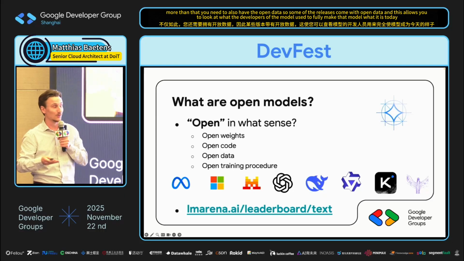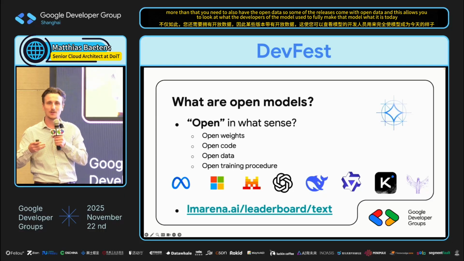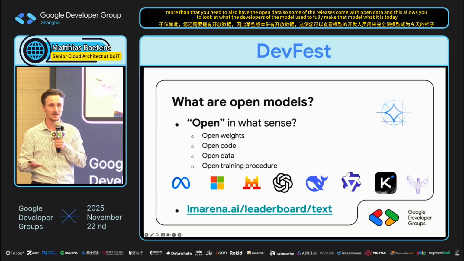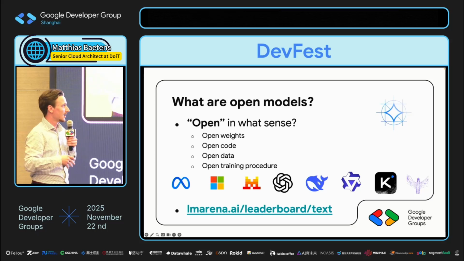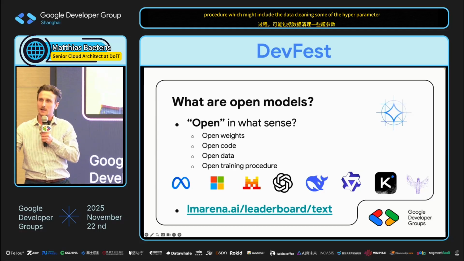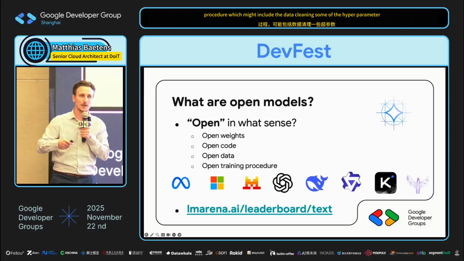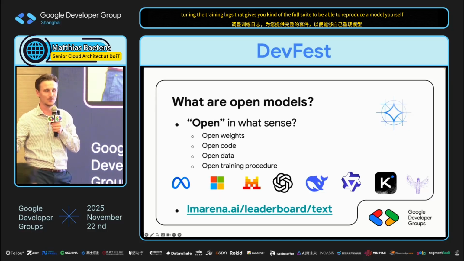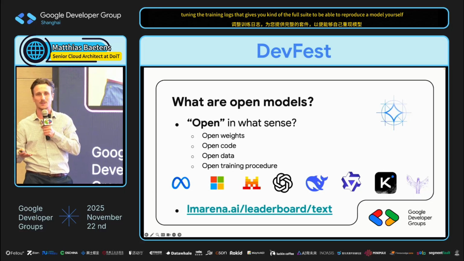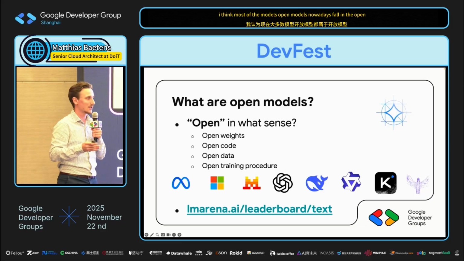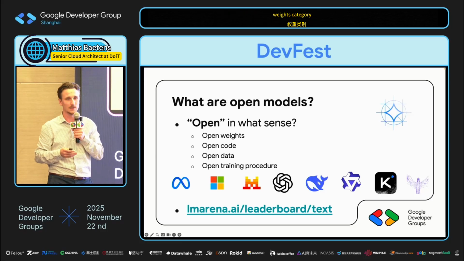More than that, you need to also have the open data. So some of the releases come with open data, and this allows you to look at what the developers of the model used to fully make that model what it is today. And some of the releases even include open training procedure, which might include the data cleaning, some of the hyperparameter tuning, the training logs, that gives you the full suite to be able to reproduce a model yourself. There's not a lot of these. I think it's more of an academic thing. I think most of the open models nowadays fall in the open weights category.